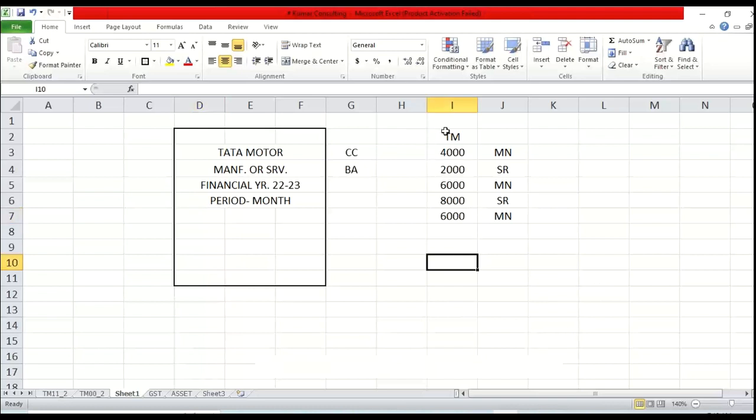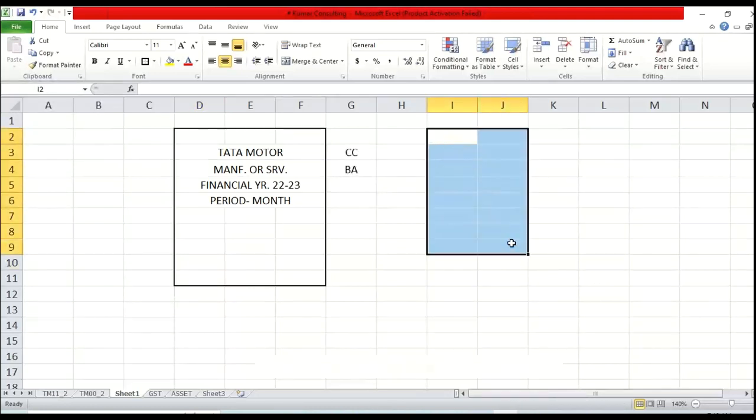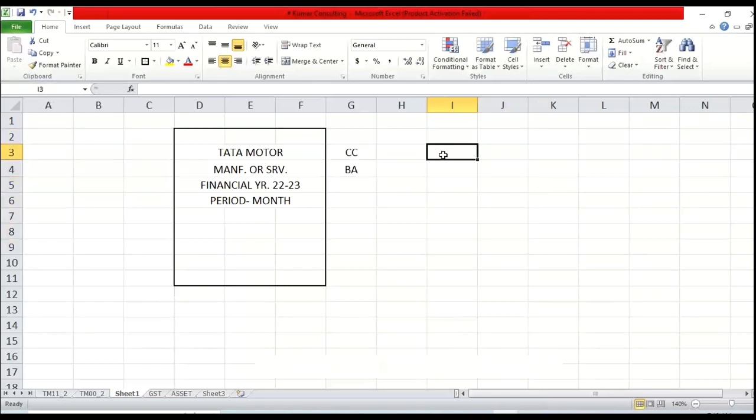So generally, let's suppose, in the previous, like Tata Motor is there. We are doing this configuration for Tata Motor. So Tata Motor is, let's suppose, using Tally ERP right now.